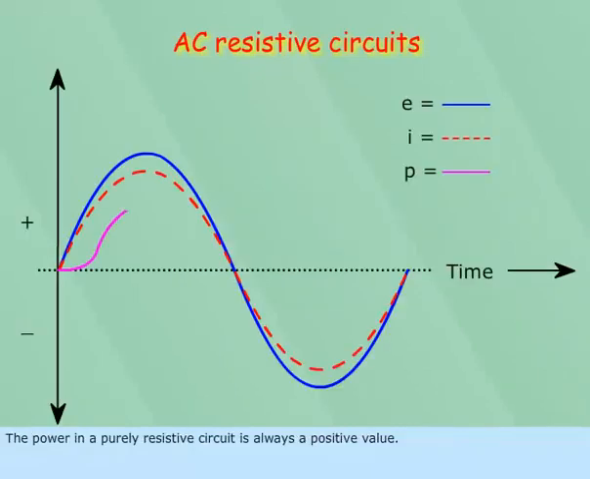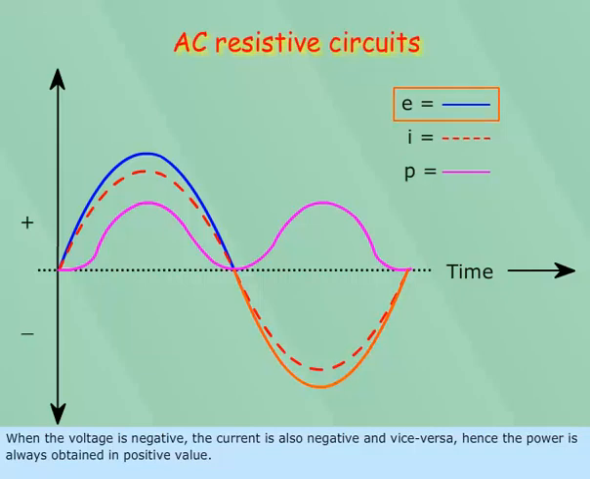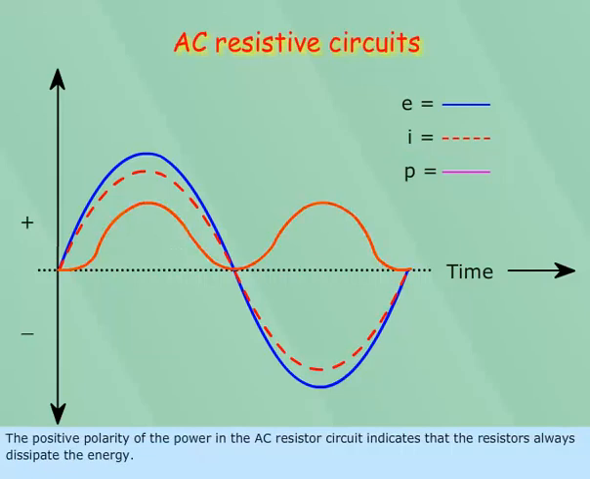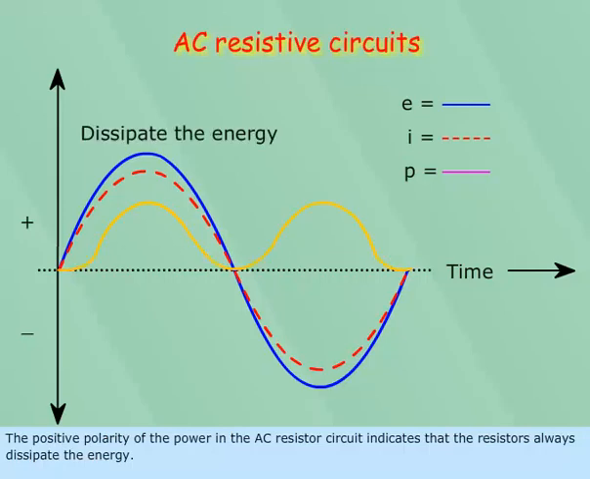The power in a purely resistive circuit is always a positive value. When the voltage is negative, the current is also negative, and vice versa. Hence, the power is always obtained in positive value. The positive polarity of the power in the AC resistor circuit indicates that the resistors always dissipate the energy.